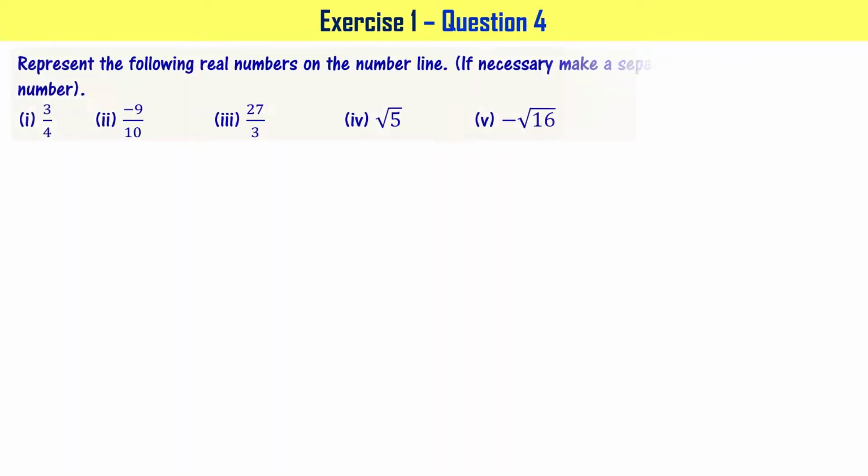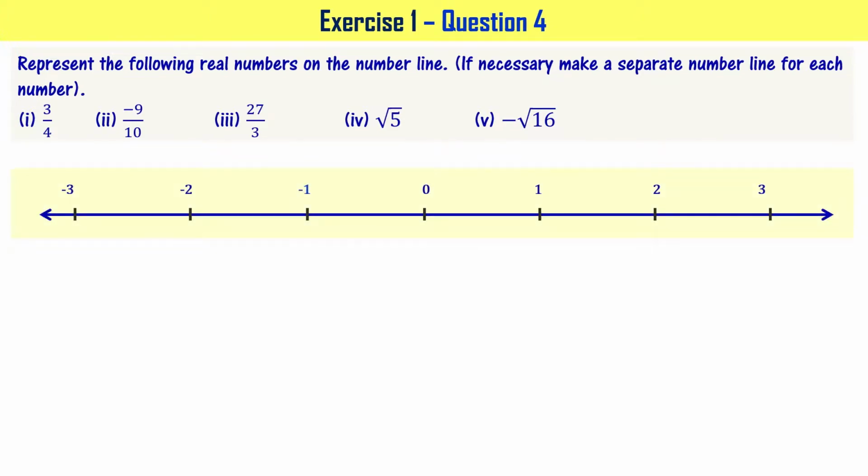Question number 4. Represent the following real numbers on the number line. If necessary, make a separate line for each number. Let's start with the first number, that is 3 by 4. We know that one can draw the number line as shown here, right? You have 0 in the middle of the number line and 1, 2, 3 on the positive side, and minus 1, minus 2, minus 3 and so on the negative side, right? On the left side.